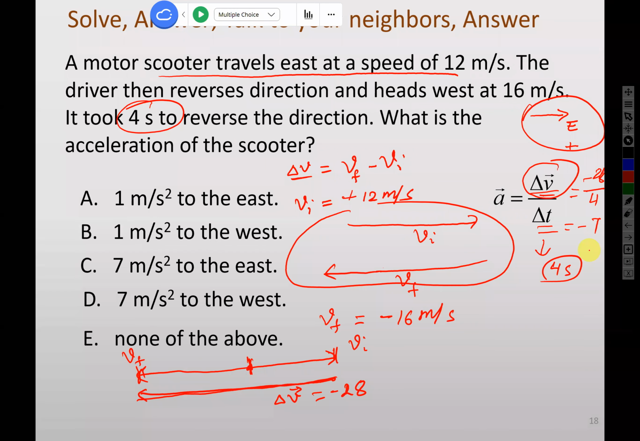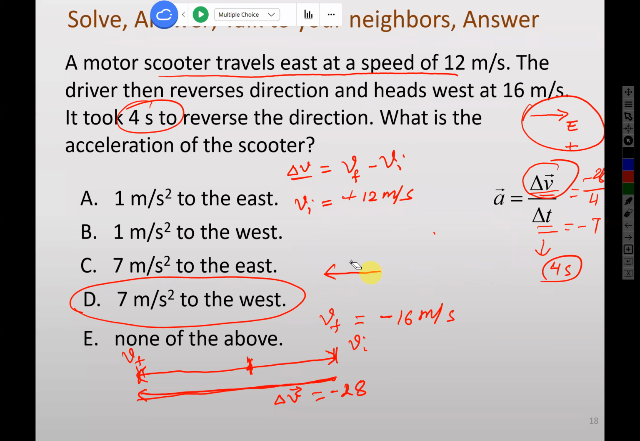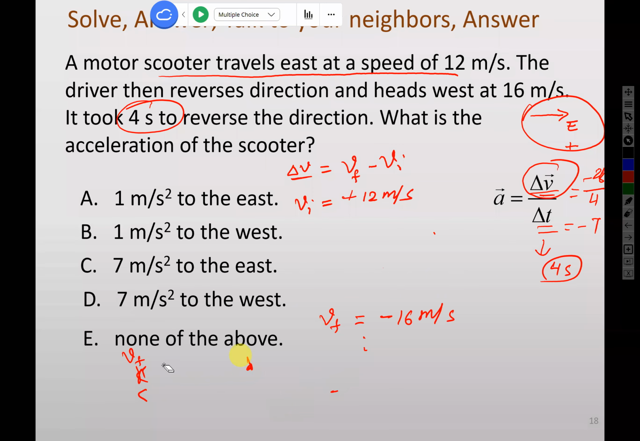So now, what is the meaning of negative here? West. Yeah, west. So that's why it is 7 to the west. Okay, not east, but west. So that's why D is the correct answer in this case. This we can do by drawing. Now let's say if I were not to draw it, I could still do it and get the correct answer. Let me show you that one as well.